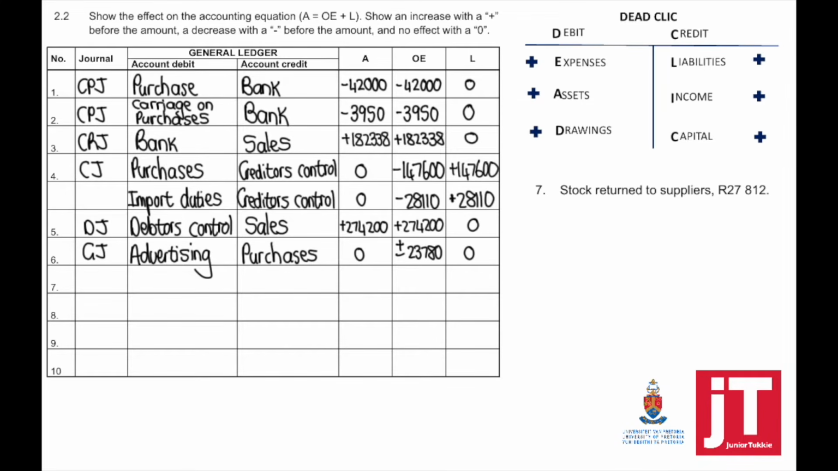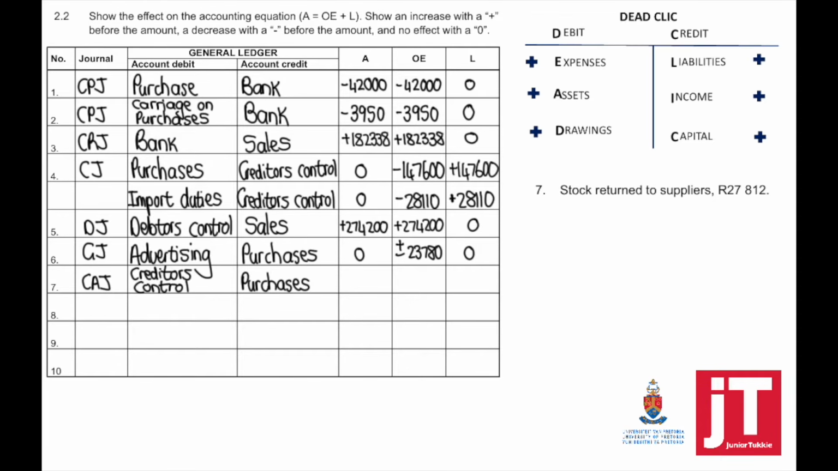Number 7, stock return to the suppliers. So it means that we've decided we want to return stock which we've purchased on credit to our suppliers. This will be recorded in the creditor's allowance journal. And from the creditor's allowance journal, creditor's control will always be debited. Account credit now is the purchases account.